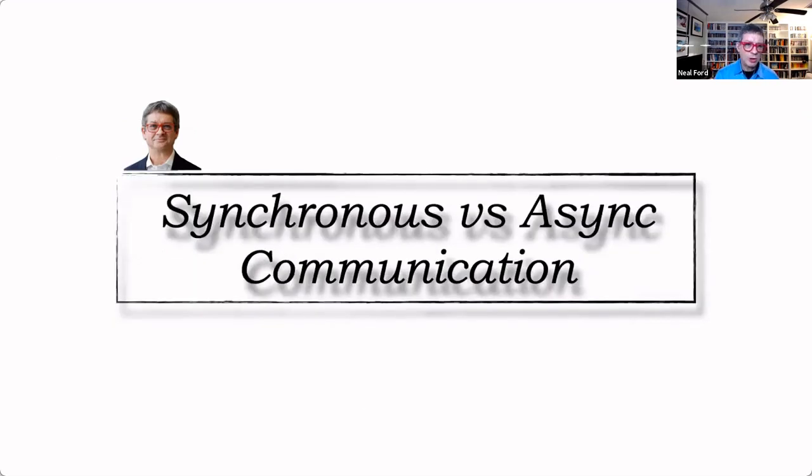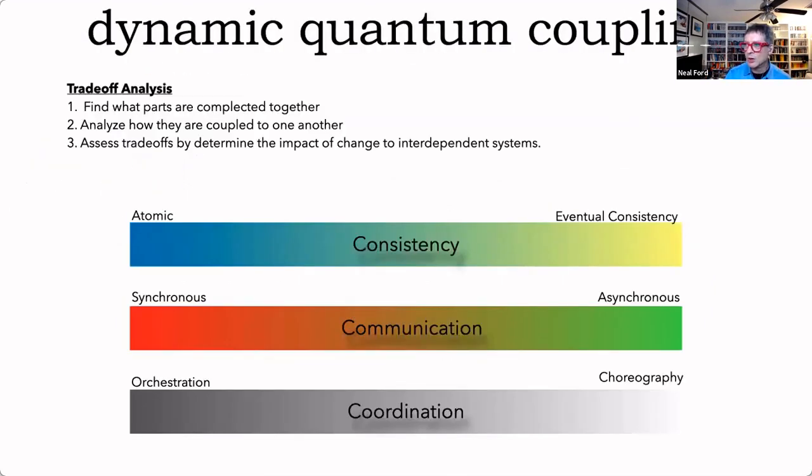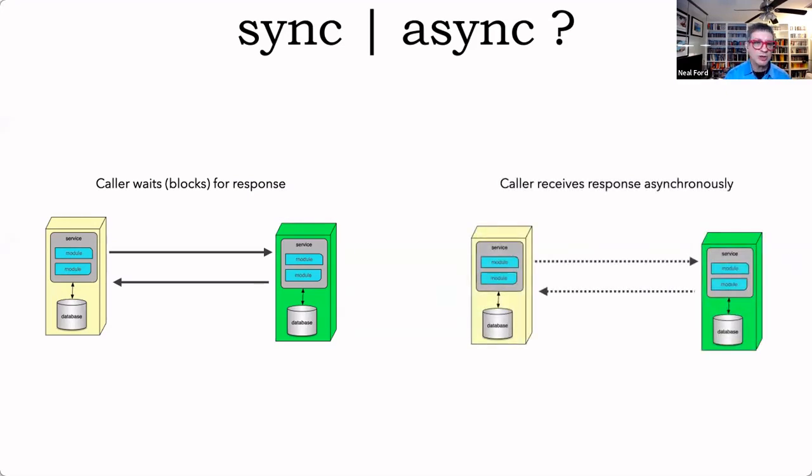So let's first talk about synchronous versus asynchronous communication. Remember, this is one of the forces that we identified here, which was communication. So let's talk about synchronous versus asynchronous and what impact that has on a distributed architecture. For our purposes, again, we're trying to use the simplest definition of these things rather than get in the weeds of all the possible ways to define stuff. So for us, a synchronous call is one where the caller waits and blocks for a response, and an asynchronous call is where you make the call and get the response asynchronously.